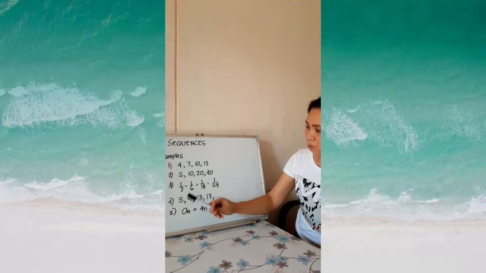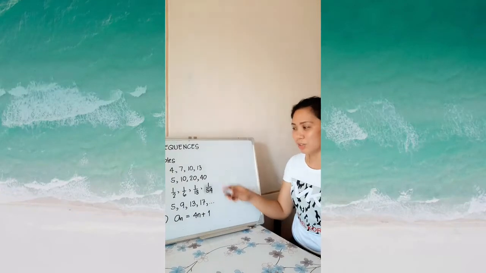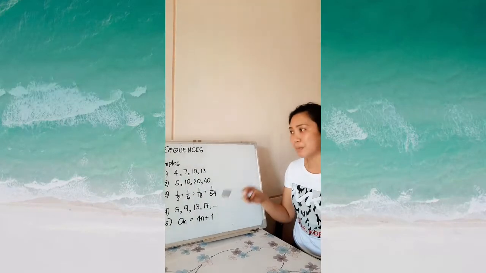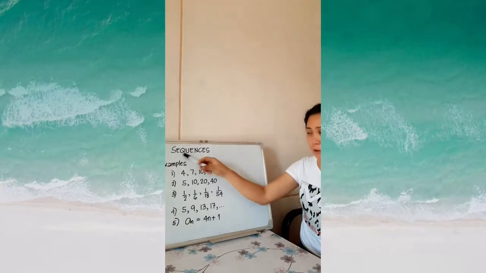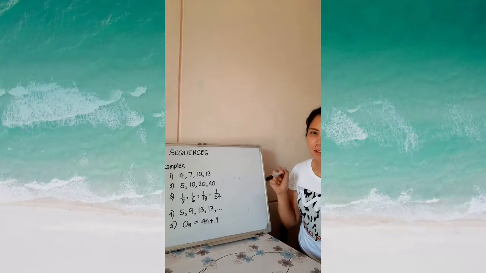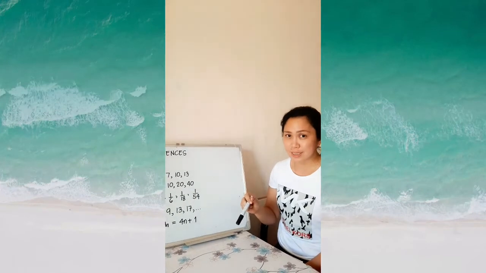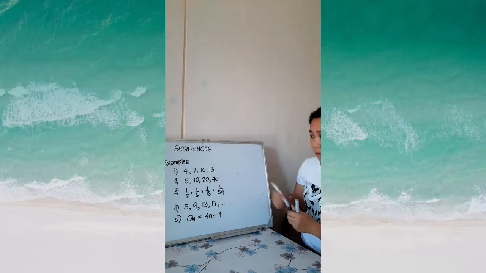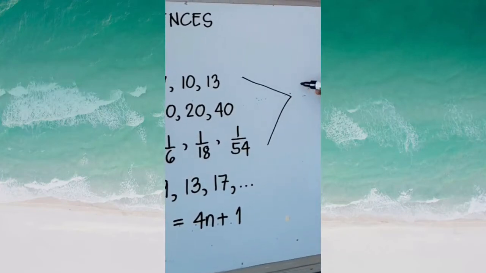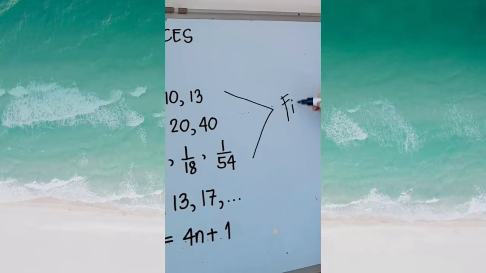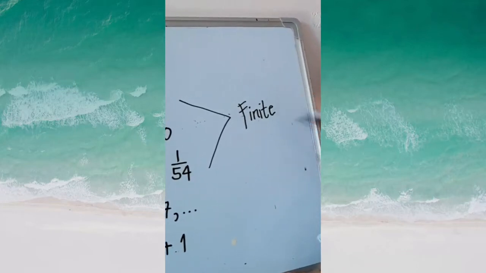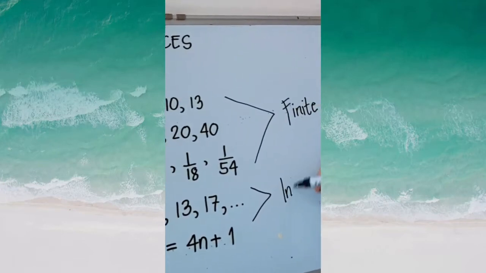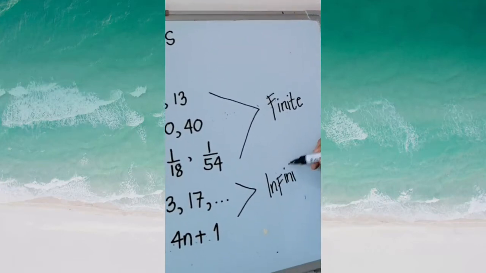The same with number 3, number 4, and number 5. You are going to notice all of these examples show a pattern. And since this is a pattern in mathematics, these are what we call sequences. And there are 2 kinds of sequences. Examples 1, 2, and 3 are what we call finite sequences, and examples number 4 and 5 are what we call infinite sequences.